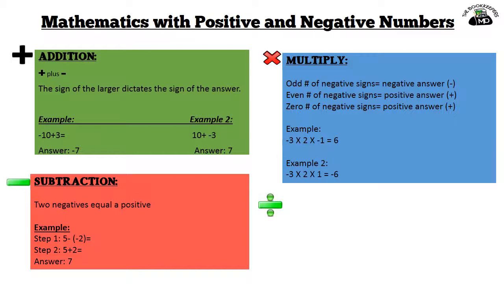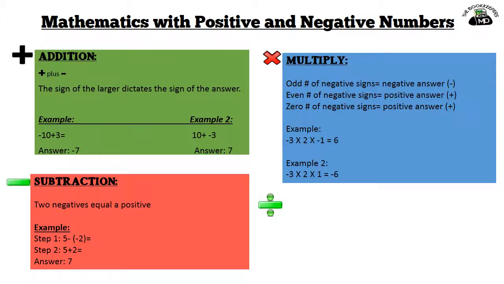Contrary to our first example, let's look at example 2. -3 multiplied by 2 multiplied by 1. In this problem, we only have one negative number. 1 is an odd number. So if we go by our general rule, you have an odd number of negative signs, your answer will be negative. Therefore, our answer in this problem is -6.